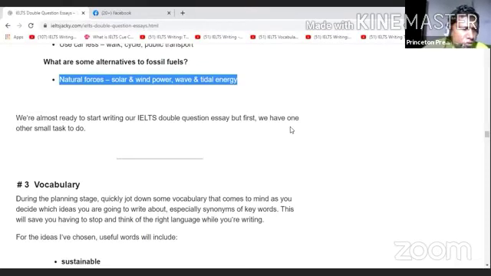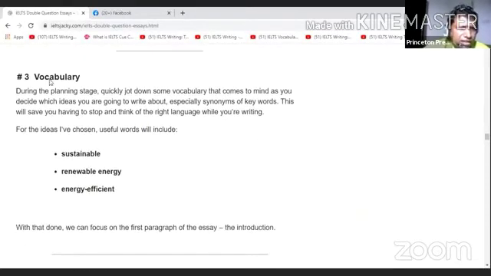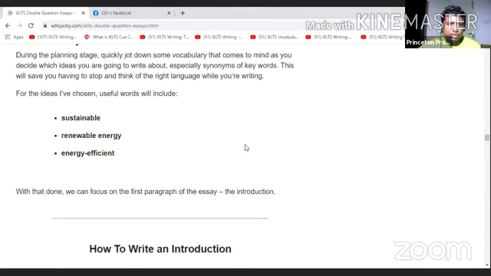First, we have one other small thing to do: vocabulary. During the planning stage, quickly jot down some vocabulary that comes to your mind as you decide which ideas you are going to write about, especially synonyms of keywords. This will save you having to stop and think of the right language while you are writing. For the ideas I have chosen, useful words include sustainable, renewable energy, and energy efficient.